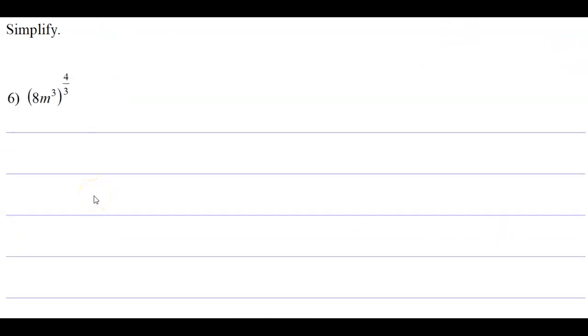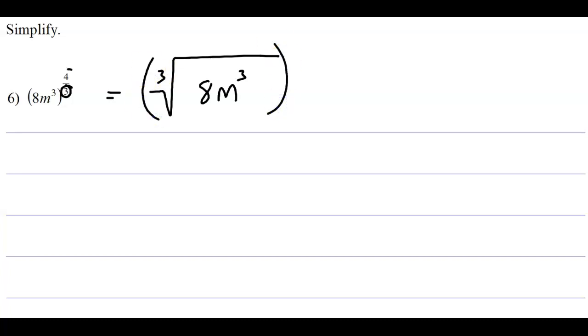So here's number 6. All right. Well, what we're dealing with here is what's called a rational exponent. In other words, an exponent that's a fraction. Well, all we have to do here is rewrite it as a radical problem because that's all that it is. The 8m cubed is what goes on the inside. The denominator of your fraction exponent is what goes as your root. And then the numerator of your fraction exponent is what goes out here.